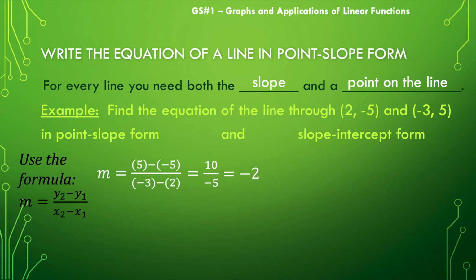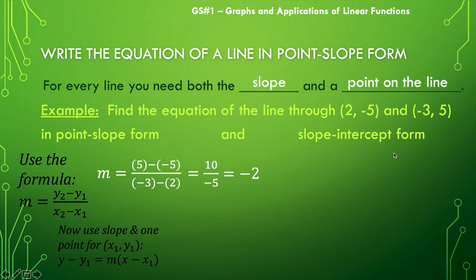Now, if I'm looking for point slope form of the line, all I need to do is choose one of the points that I'm given, either 2, negative 5 or negative 3, 5, and the slope of the line, okay? And if that's what I'm doing, I'm just going to sub the things into the appropriate formula. So point slope form, again, is y minus y1 is equal to m times x minus x1. I'm going to choose one of the points and sub it in for x1 and y1, and then our slope that we just calculated in for m.